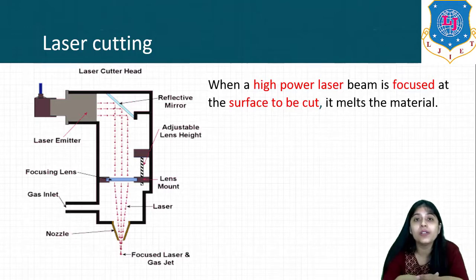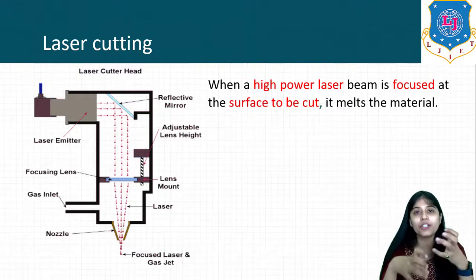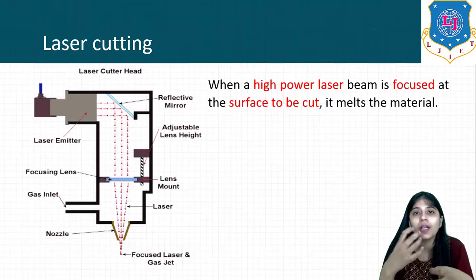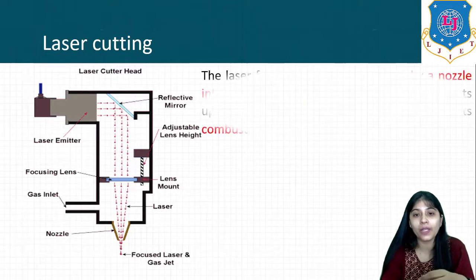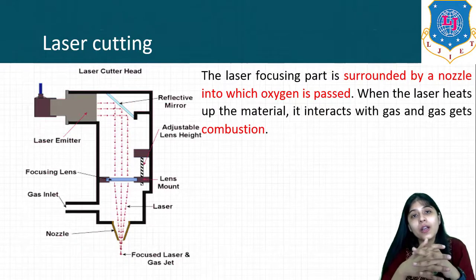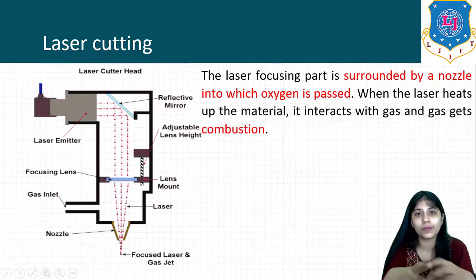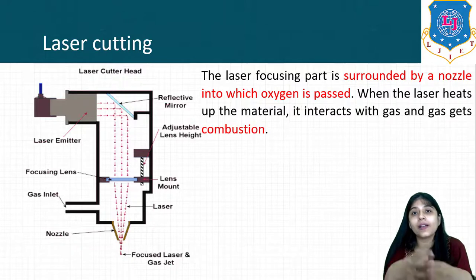Now this combustion reduces the power requirement of the laser to cut the material. Remember that laser cutting is done by the laser only, but combustion just helps this process. In a way, it reduces the power requirement of the laser to cut the material. The laser focusing part is surrounded by a nozzle in which oxygen is used. Oxygen is used where oxidation is allowable, and it increases the cutting rate.